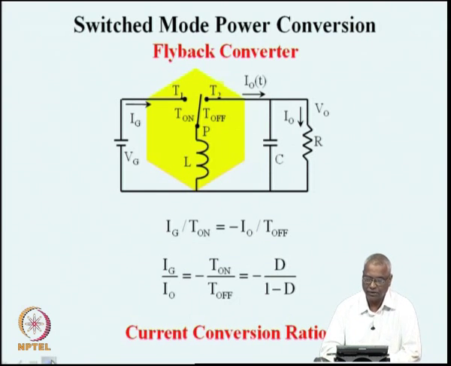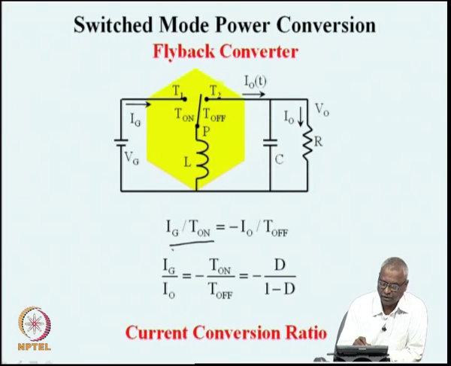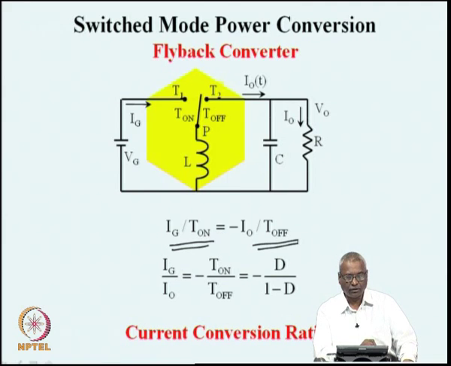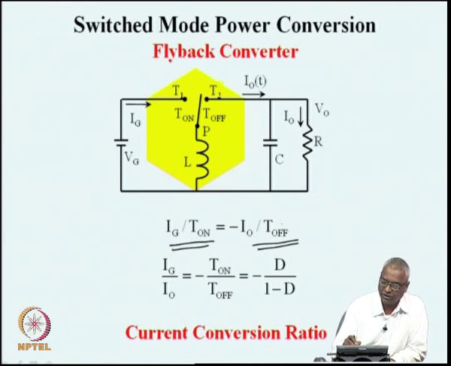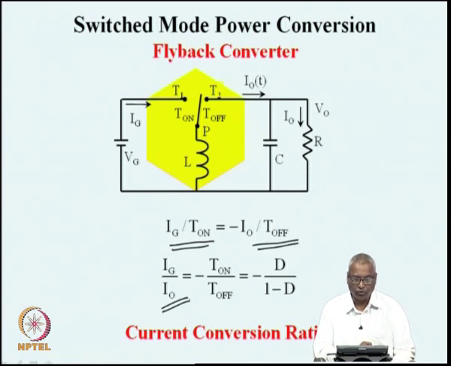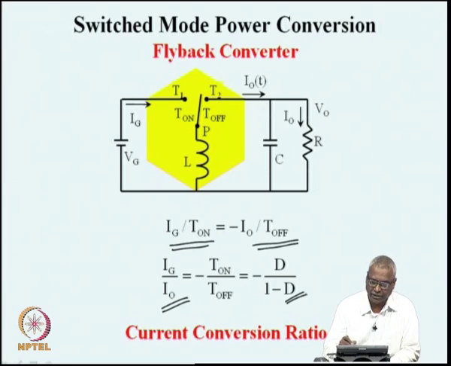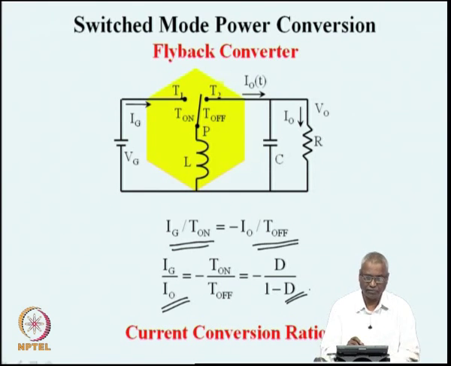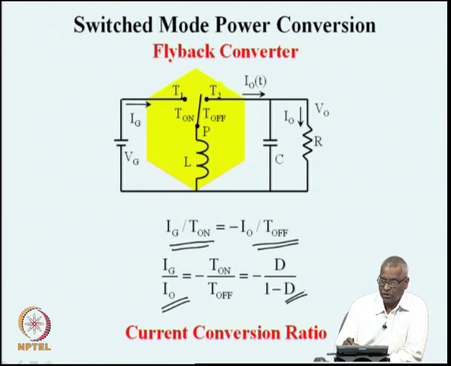If we combine these two quantities, which is the inductor current, we find that the average input current divided by T on is the same as the average output current divided by T off, or the ratio of the input current to output current is minus D by 1 minus D. We had also seen in the other converters that in the ideal case this ratio V naught by Vg will be the same as Ig by I naught, so that the efficiency of the power converter, V naught I naught by Vg Ig, equals 1.